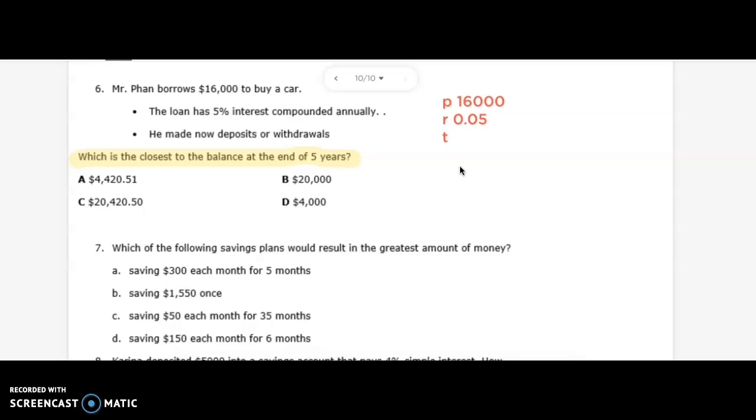All right. So our formula again is A equals P parentheses 1 plus R close parentheses raised to the time. And I did not put parentheses there. There we go. Okay. So that's going to be our 16,000 parentheses 1 plus 0.05. And we're raising that to the, what's my time? 5 years. All right, so there we go.